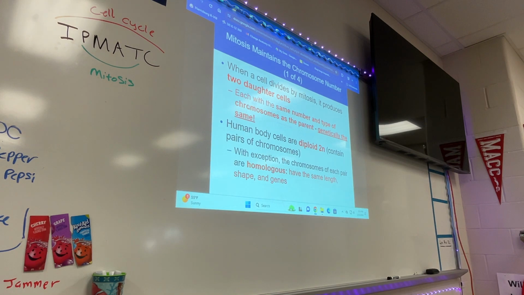So two daughter cells are the result of mitosis. You start off with one parent cell, and by the time you're done, you get two daughter cells. Again, you have the same number, the same kind, everything is the same. That is the point of mitosis. Everything is genetically the same. You want them to be the same.